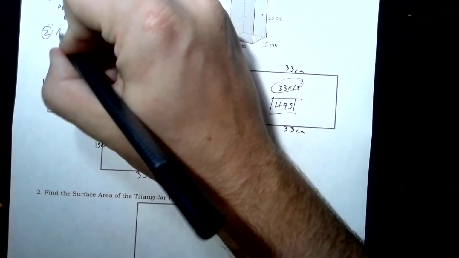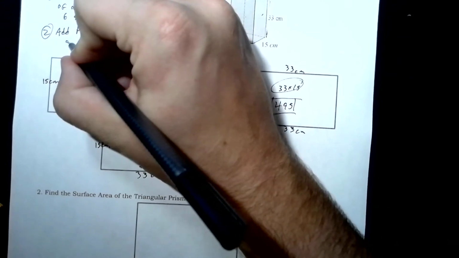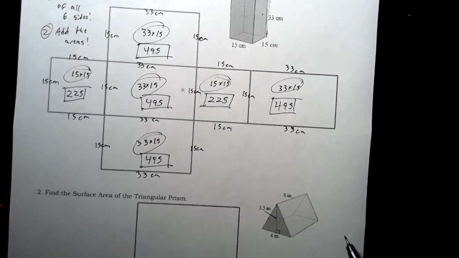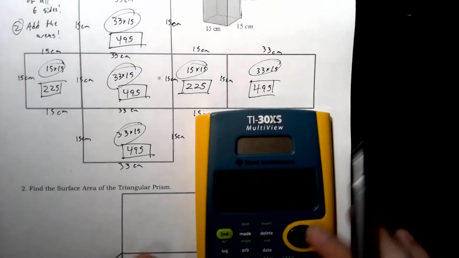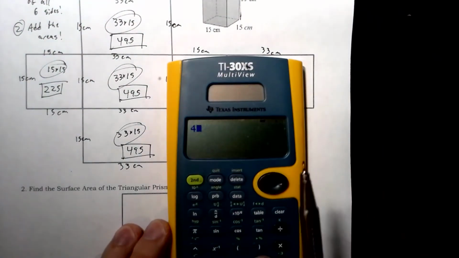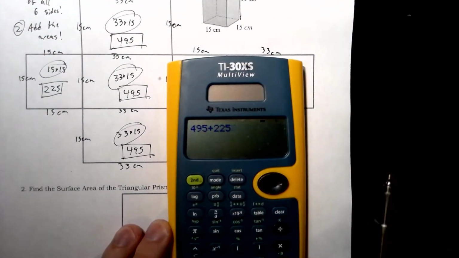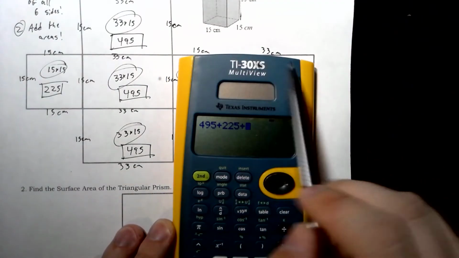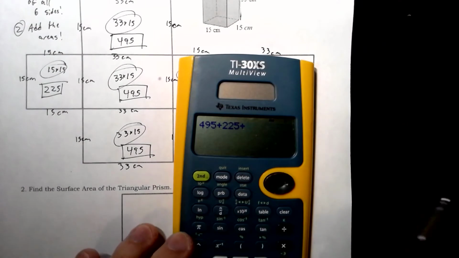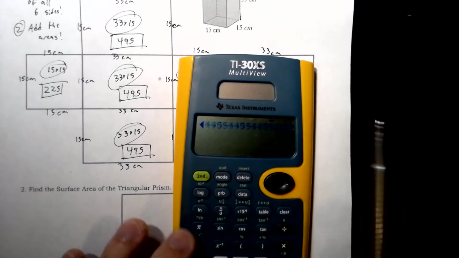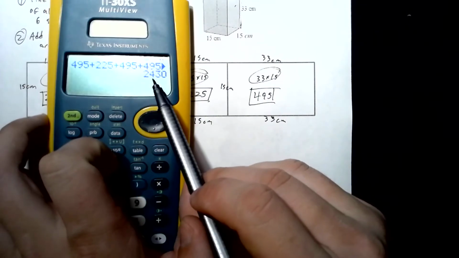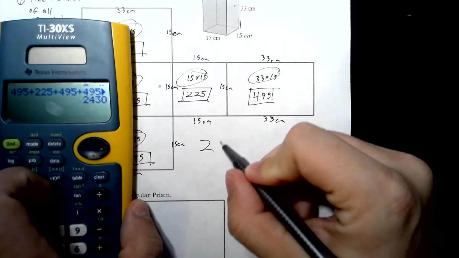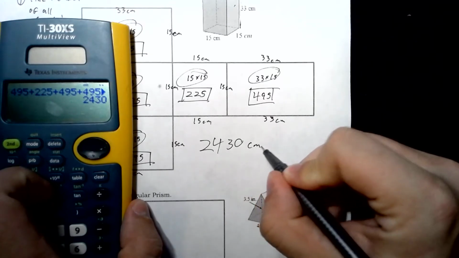Step two is add the areas. And those are honestly the only two steps. Now all you have to do is add all of those numbers together. So we're going to go ahead and add 495 plus 225. That was these two shapes right there. Now we add these three rectangles, 495, 495, 495, and 225. So our final answer for this problem should be 2,430. So that's 2,430 centimeters squared.